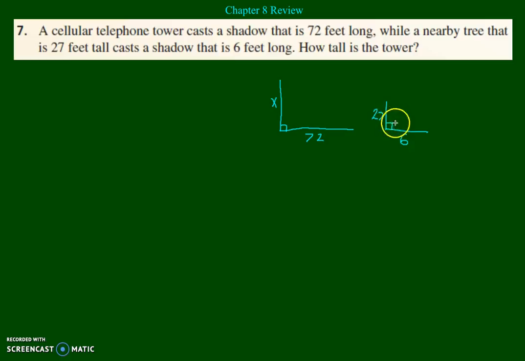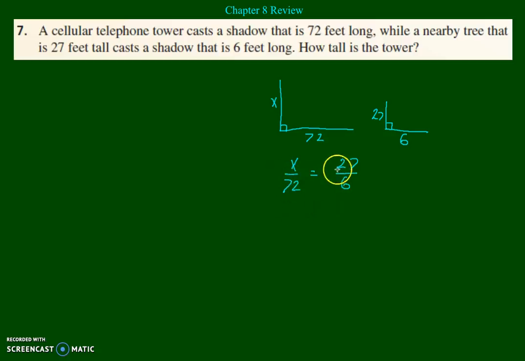So let's set up a proportion with this. So we know that x is to 72 as the height of this one, 27, is to 6. So I just said height is to shadow as height is to shadow. I could have said height to height, shadow to shadow. It really doesn't matter. These proportions would work out the same either way.